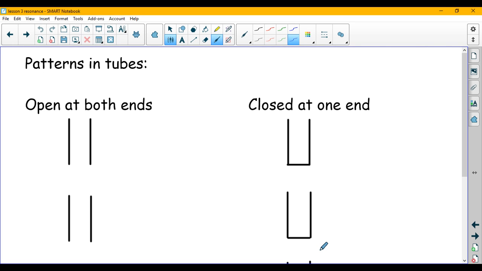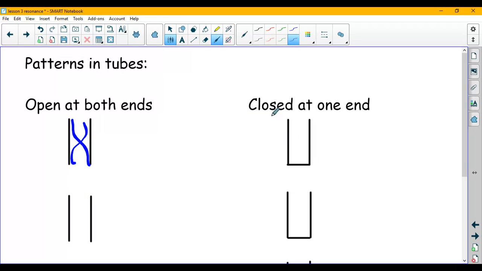So based on tubes, we know that anytime there's an open end, I need an antinode. And every time there's a closed end, I need a node. So when I look at the tubes, they can only have certain patterns. The first pattern and the shortest pattern would be an antinode at the top of this one. There has to be a node in the middle to get to another antinode at the bottom. So this would be the shortest pattern that could happen in a tube open at both ends.